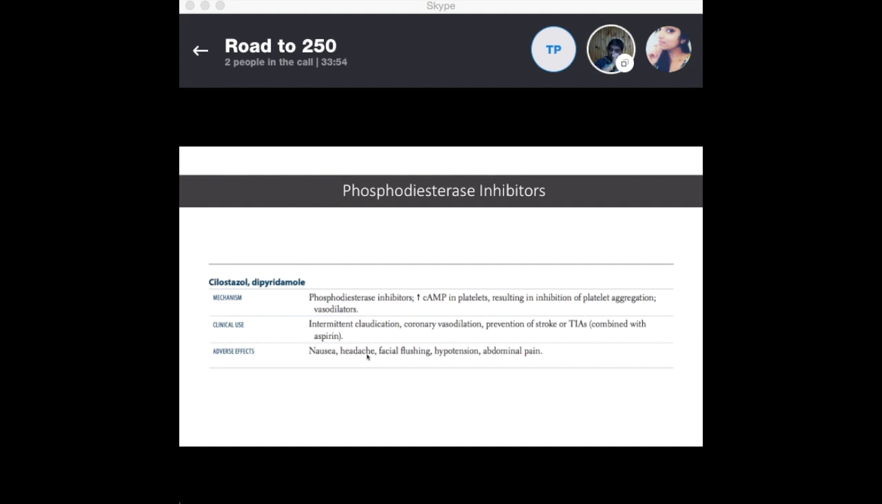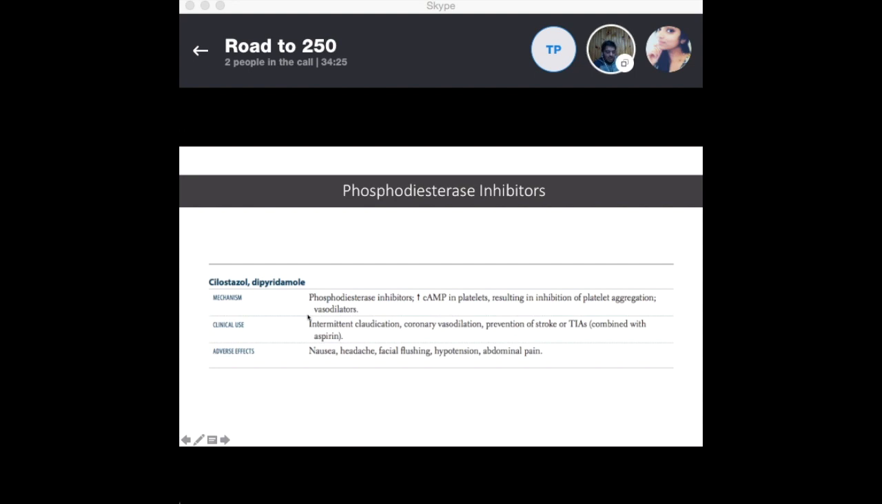All right, so the last set of drugs before our review questions are your phosphodiesterase inhibitors. As I had mentioned earlier, these are going to be your cilostazol and dipyridamole. Basically, they're phosphodiesterase inhibitors. They increase cAMP in platelets, and that results in inhibition of platelet aggregation. And they're potent vasodilators.